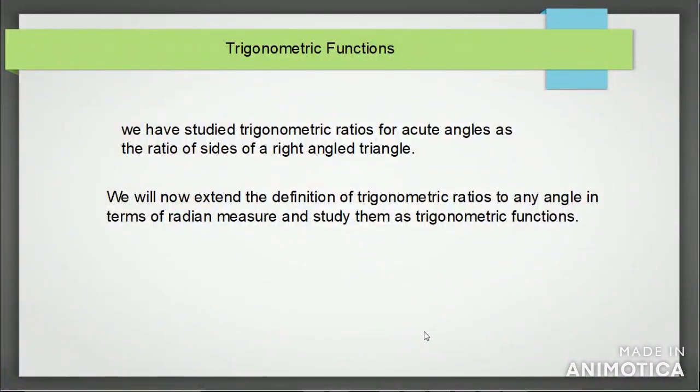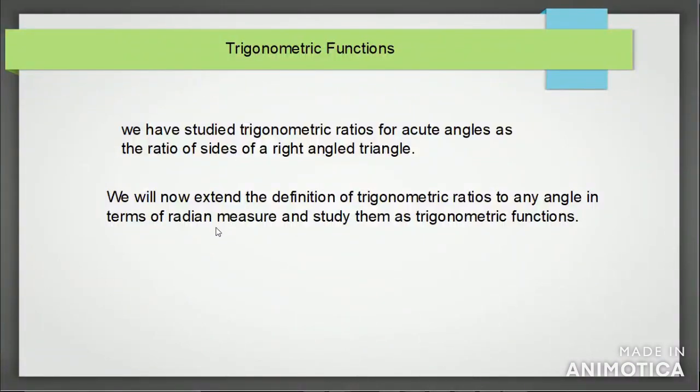Students, now let us study about the trigonometric functions. We already studied trigonometric ratios for acute angles as the ratio of sides of a right-angled triangle. Now we will extend the definition of trigonometric ratios to any angle in terms of radian measure and study them as trigonometric functions.